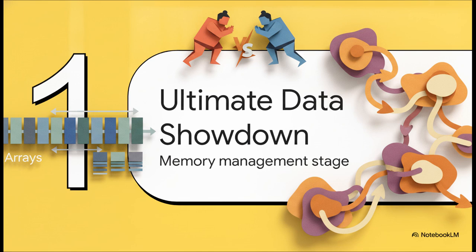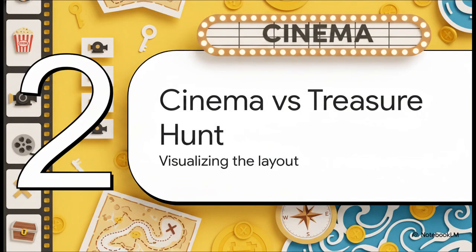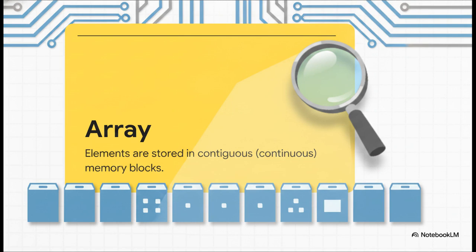Setting the stage for memory management. Arrays and linked lists are basically the building blocks for almost everything else you're going to code, so mastering their differences is absolutely crucial. Moving right along to Section 2, cinema versus treasure hunt. Visualizing the layout. To really grasp these structures, we need to map these super abstract technical concepts directly to everyday real-world scenarios. Let's look at the array first.